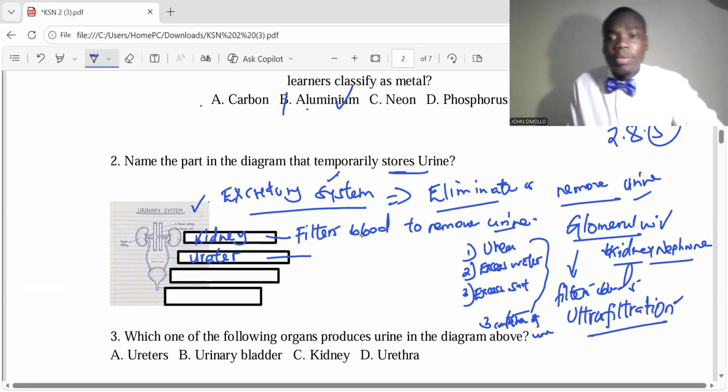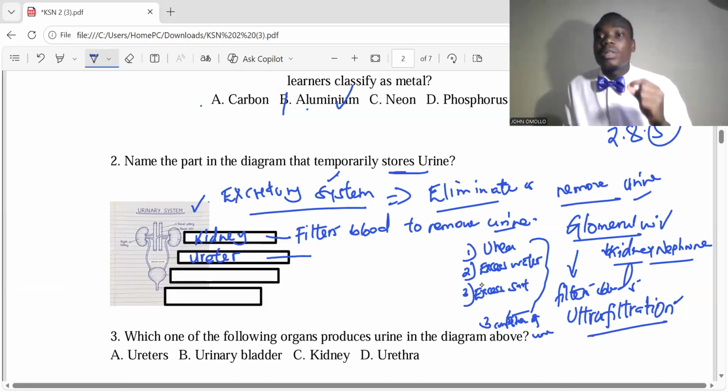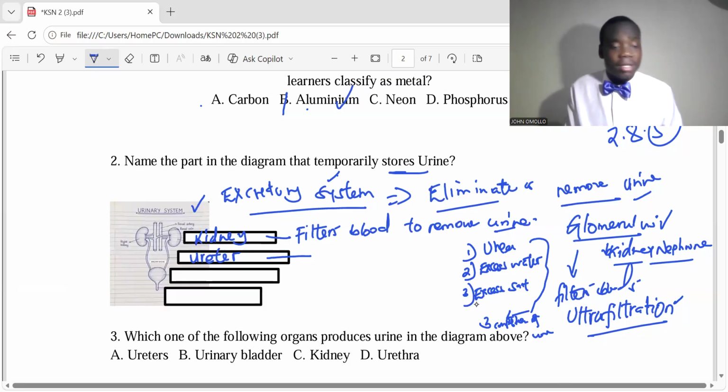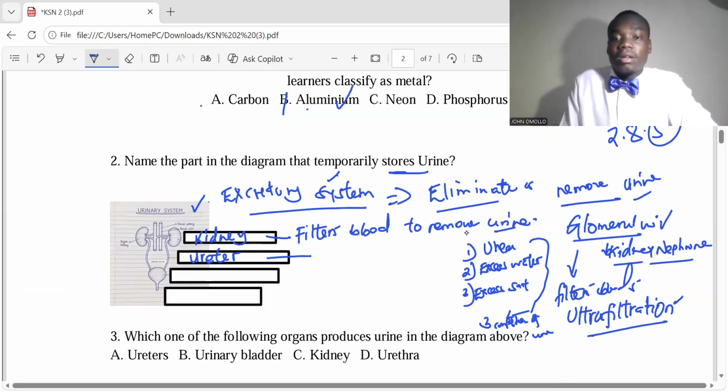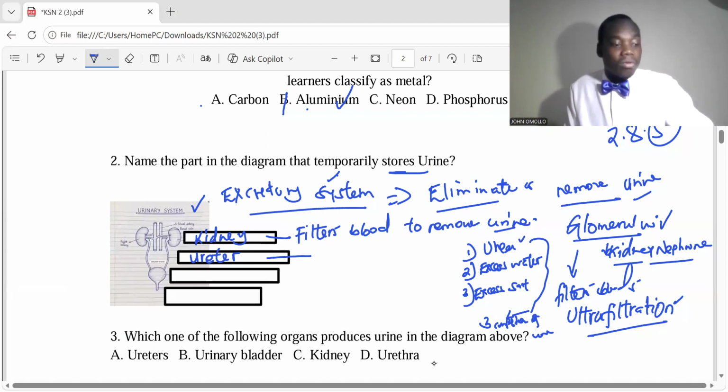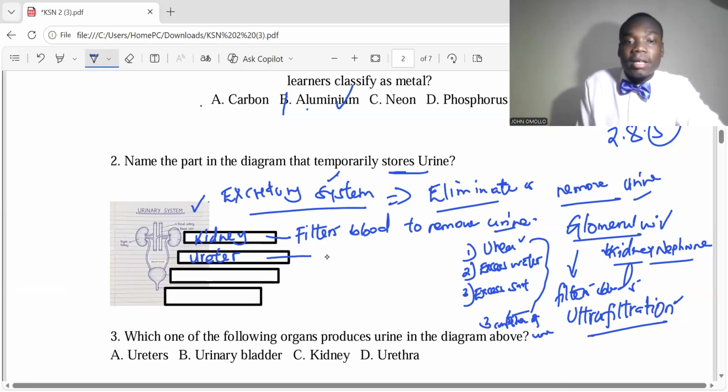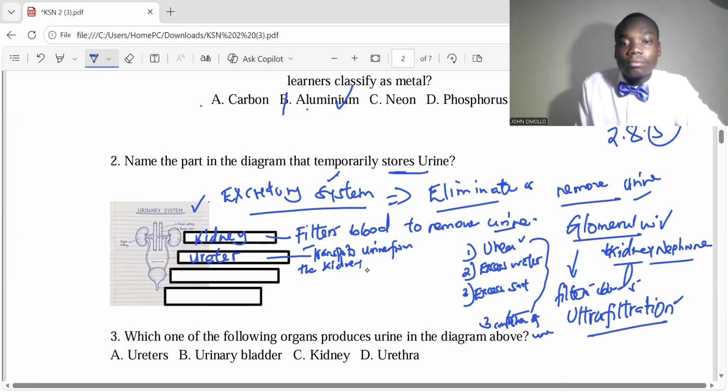Remember, one of the main waste products that is excreted by the kidney is urea, the main excretory product. When a question comes asking you for the main excretory product excreted by the kidney, it is urea. Urea is the main excretory product. That is the most abundant excretory product that the kidney is able to excrete. So that is it. So what happens is that once this has been made, it is transported, urine, from the kidney to the blood.